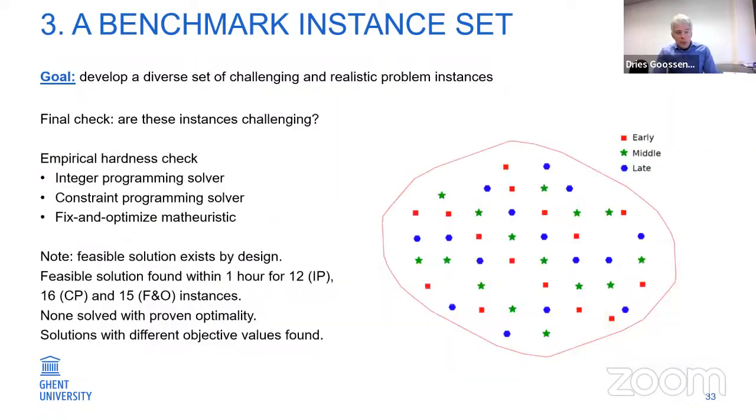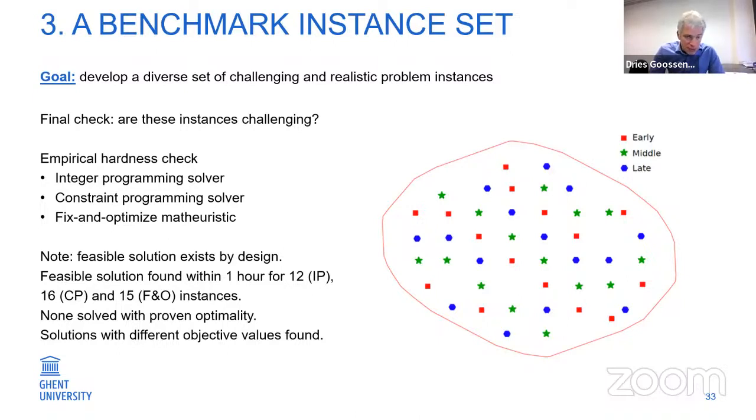And then the final check would be to check whether these instances are actually challenging. Are they difficult? So what we did was we built an IP solver, a constraint programming solver, and we also built a fix-and-optimize metaheuristic. And we just released these basic approaches on the instances, and we saw what happened.